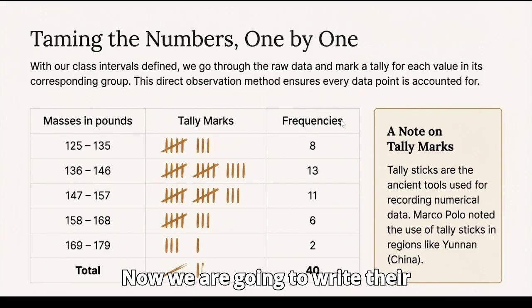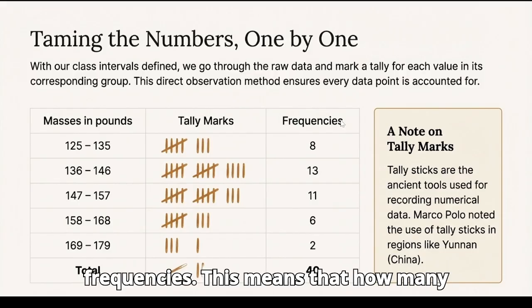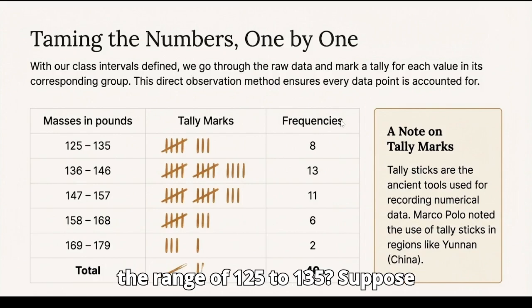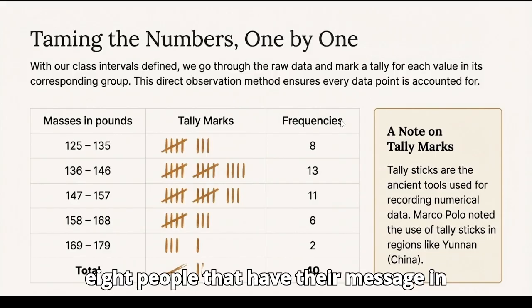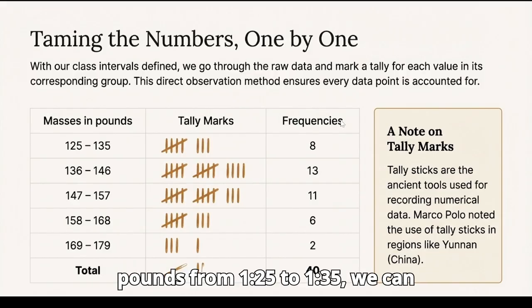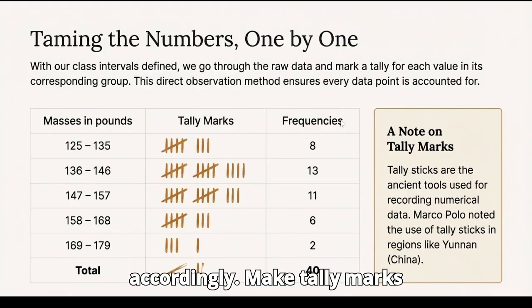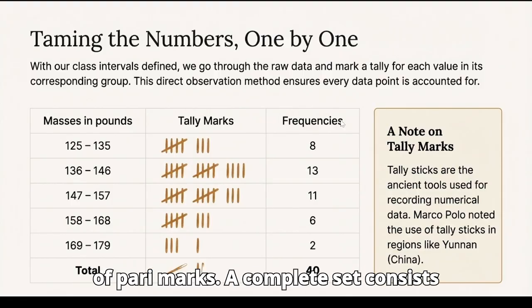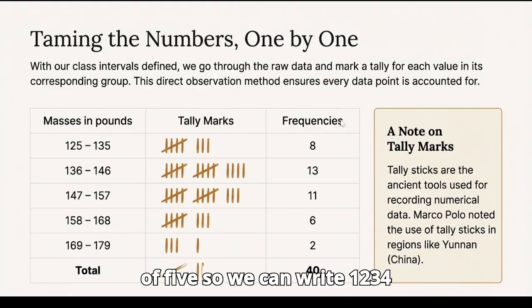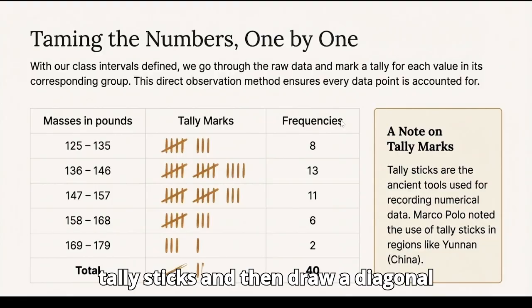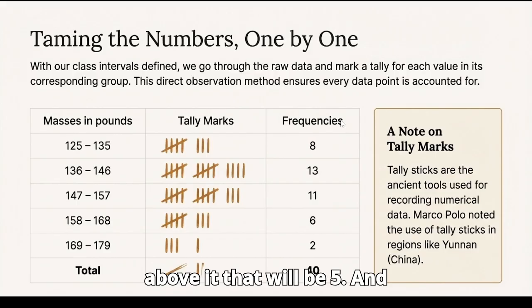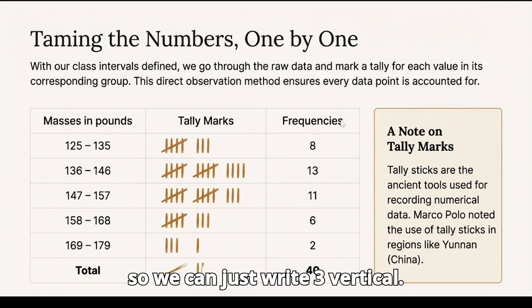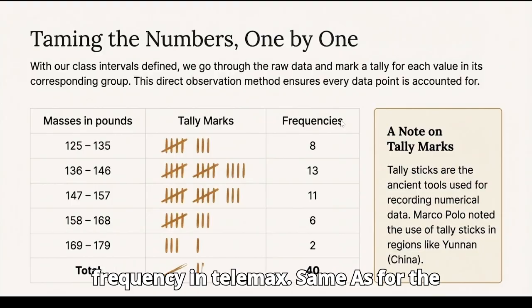Now we are going to write their frequencies. This means how many people had their masses in pounds in the range of 125 to 135. Suppose we have 8. So when we have 8 people with masses from 125 to 135, we can accordingly make tally marks for them. We are going to write a complete set of tally marks. A complete set consists of 5. So we write 1, 2, 3, 4 tally sticks and then draw a diagonal across them. That will be 5. And then we already have 5 tally marks, so we can just write 3 vertical tally sticks. So that will be our frequency in tally marks.